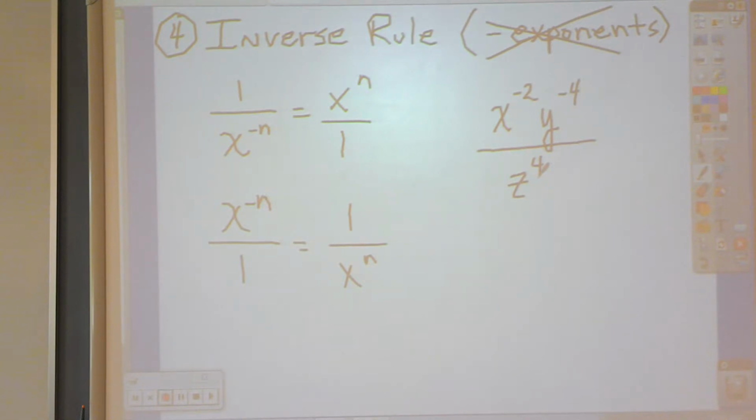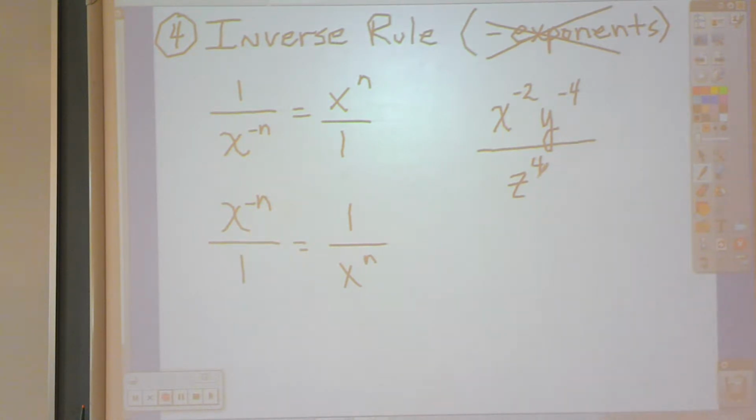So if you flip it, wouldn't the z become a negative exponent? Well, you wouldn't flip the z. If it ain't broke, don't fix it. And that's one of the things I wanted to say. If you have a positive exponent, you just ignore it because you don't want to mess with it.